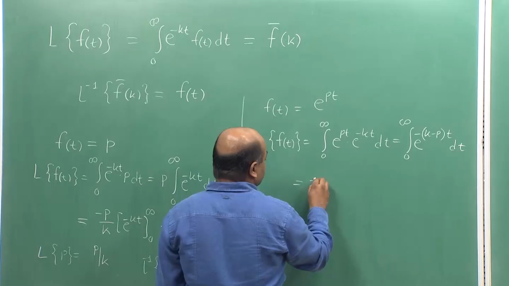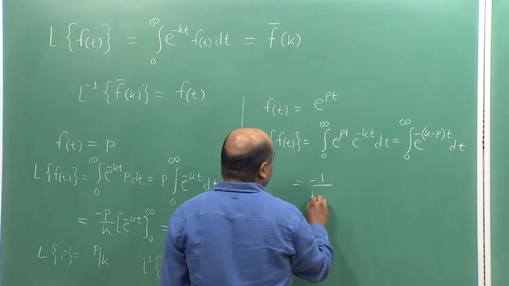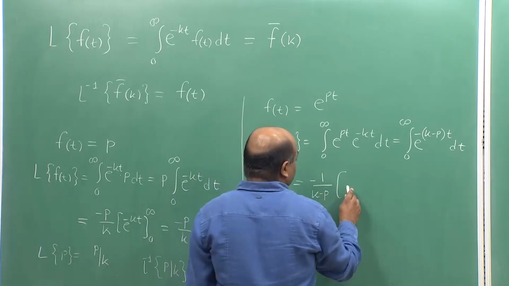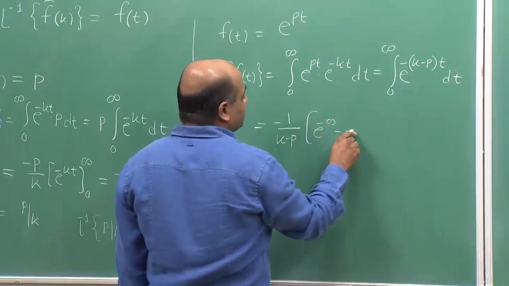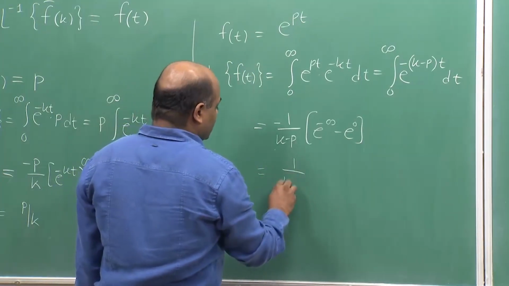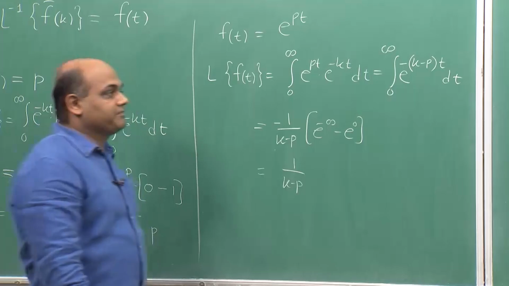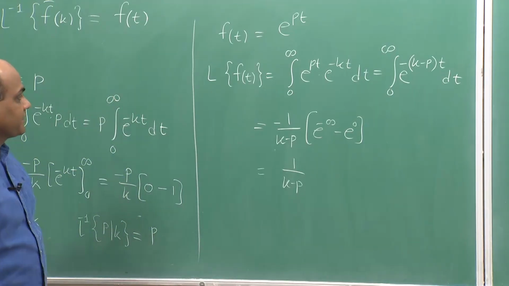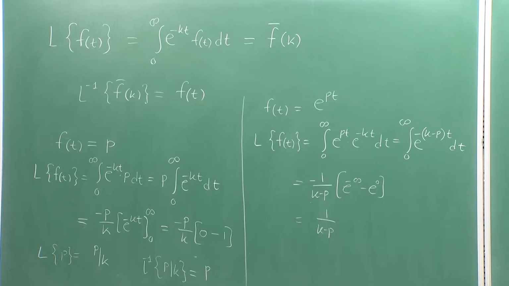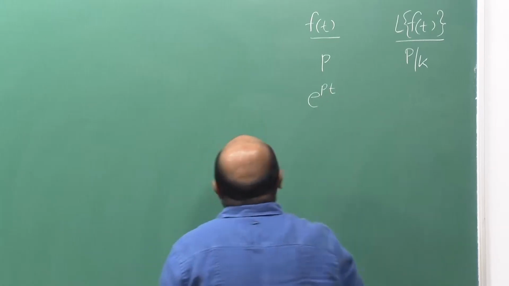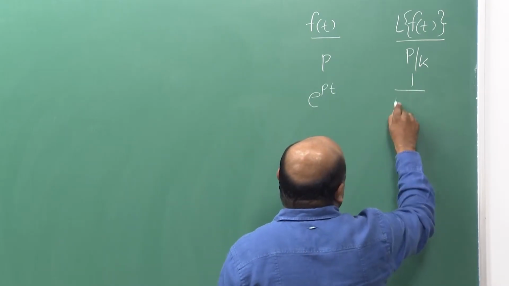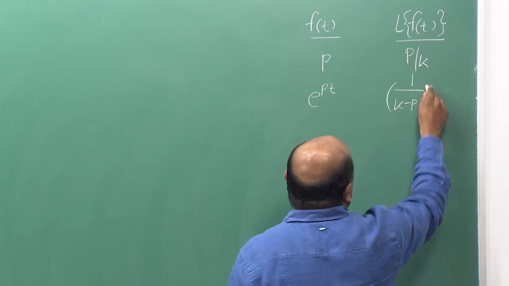So, this integral will be minus 1 over k minus p into e to power minus infinity minus e to power 0. So, it should be equal to 1 over k minus p. So, if our f of t is e to power pt, its Laplace transform is 1 over k minus p.